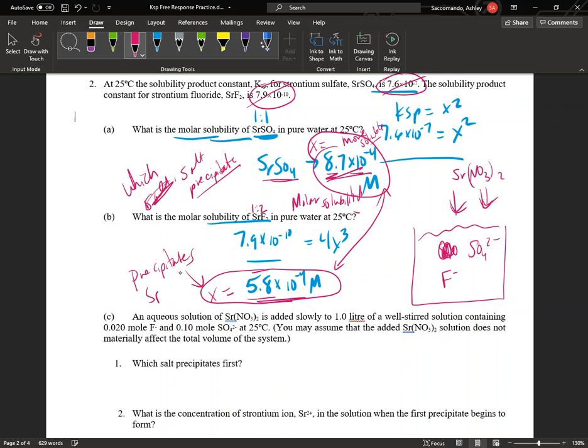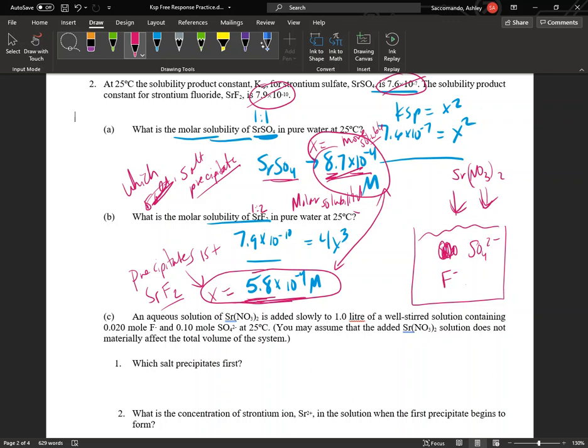The one that's going to precipitate first here is the strontium fluoride. If you slowly added strontium to a solution of equal molar sulfate and fluoride, the strontium fluoride will precipitate first. That's because its molar solubility, the ability to dissolve, is less. So you would start seeing strontium fluoride come out of solution to a certain point, and then eventually the strontium sulfate would start also precipitating at a later time.